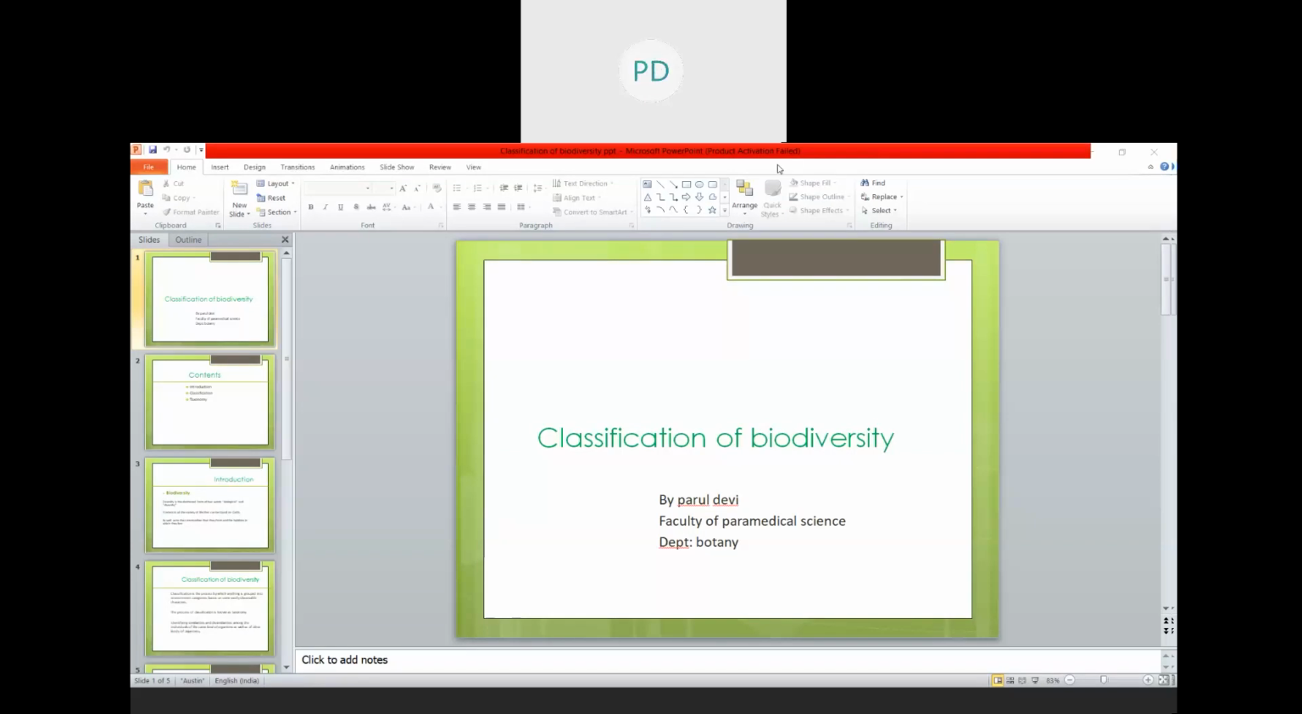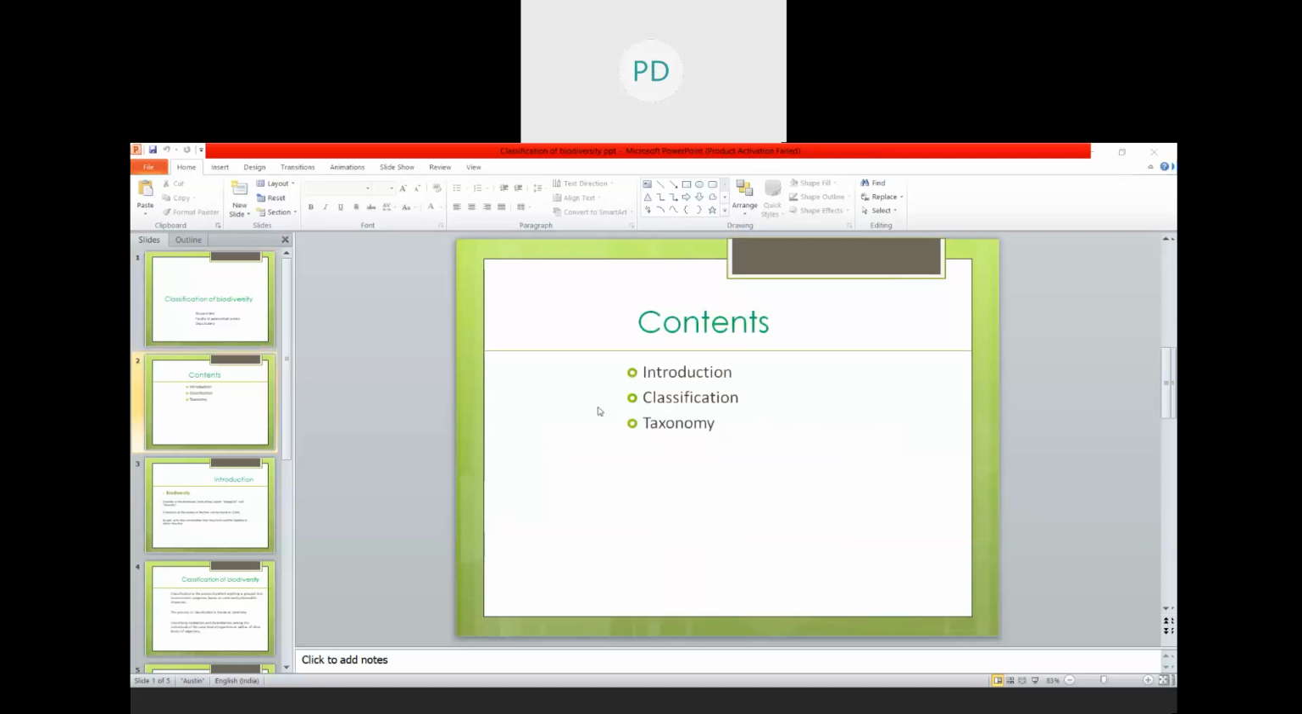Now, the second criterion is reproduction. Reproduction is a very important factor to classify the organisms. Third criterion is metabolism. Now we will discuss what is biodiversity.